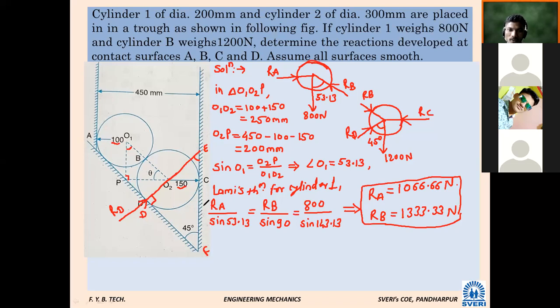Now one angle is remaining, RB. So already we have calculated the angle made by RB reaction with vertical, 53.13. Directly you can take that, or you can find the angle made with horizontal. Already we have calculated the angle with vertical. Directly you can calculate with horizontal, or we can take as it is, 53.13 with vertical. Which method we will take?